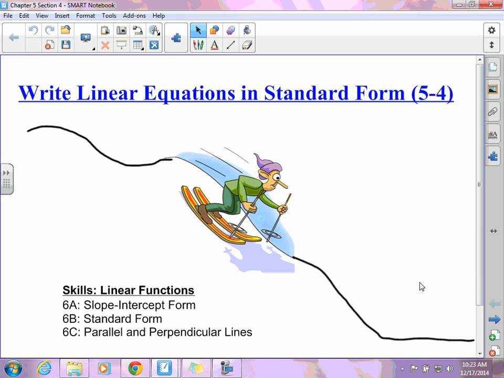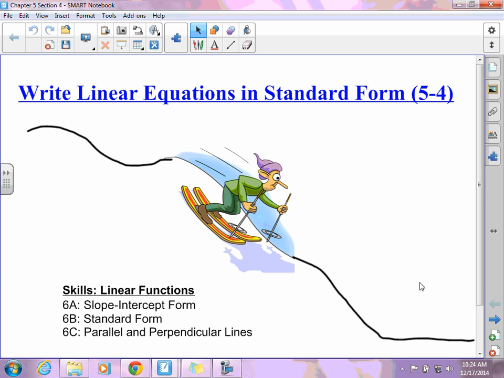Okay, so for today, what we're going to do is write linear equations in standard form. This is chapter 5, section 4. Make sure that if you're taking notes on paper, you write all this stuff down so you know it's standard form. Other students that are on iPads, you should be good to go.